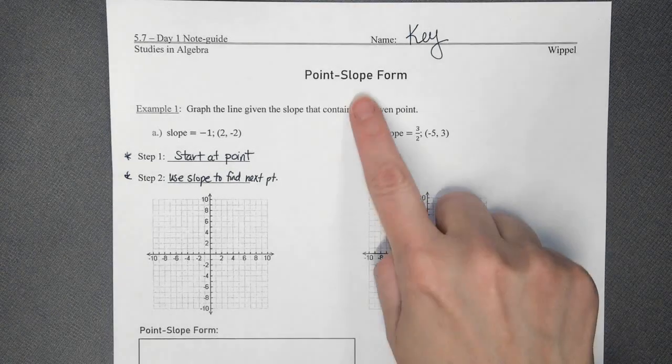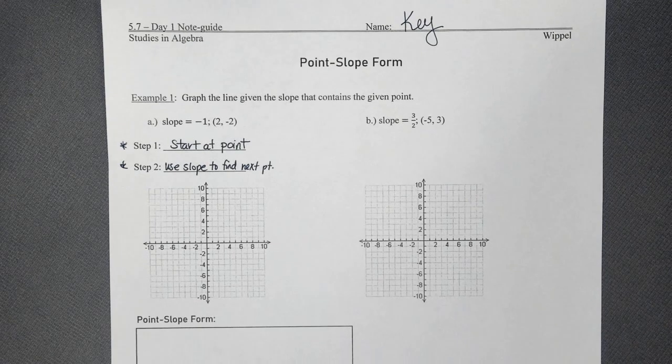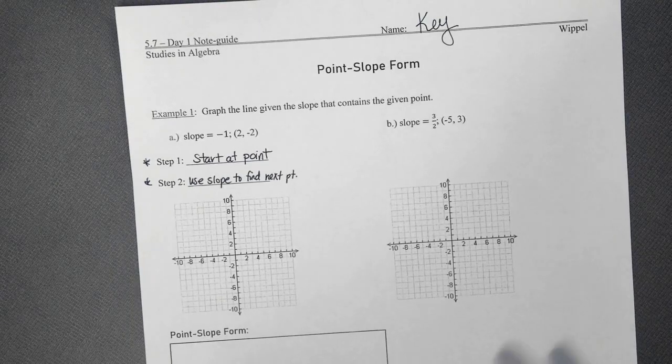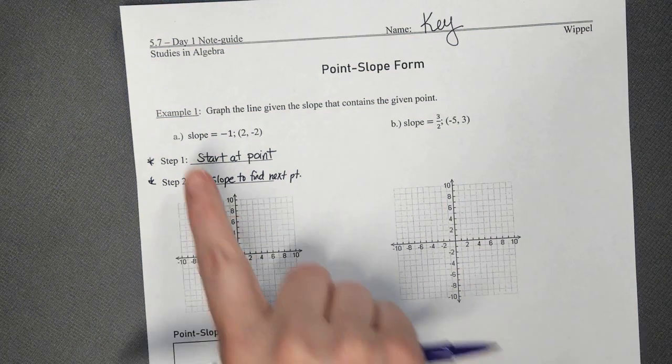Okay, so today we're going to focus on what is called point slope form. So this is a little bit different from slope intercept form. And the first thing we're going to start with is graphing the line, which is very similar to what we did before. The only difference is instead of starting at the y-intercept, you're going to start at the point they give you.